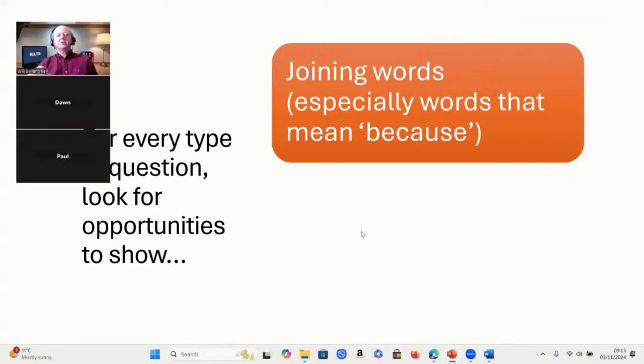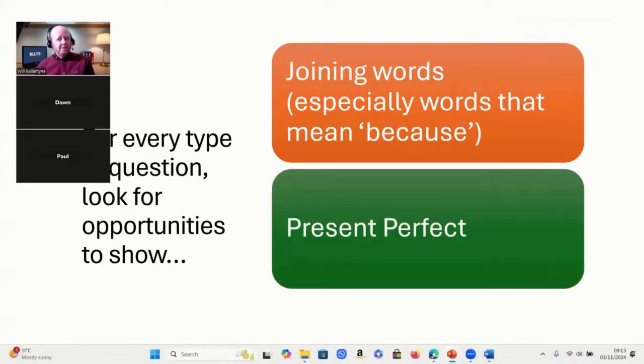So you want to show some joining words, as we've seen. We know "because", and we want to show better ones when we answer. And it would be good if we could think of showing some present perfect. How could we show a sentence with present perfect? Now, often you have that opportunity when the question is present perfect. "Have you ever", for example.